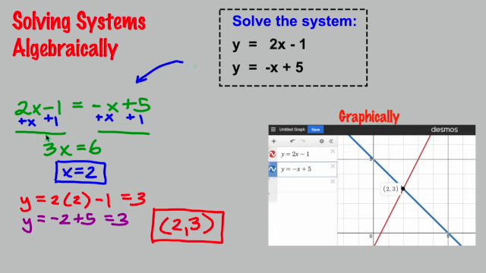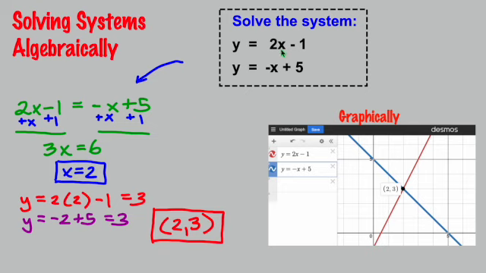And I've gone ahead and solved for x by adding x and adding 1 to both sides. You get 3x equals 6. And therefore, after you divide by 3, you get x equals 2. And remember, you're trying to find the coordinate, so x equals 2 would not be enough. And so you can plug in that 2 into either equation.